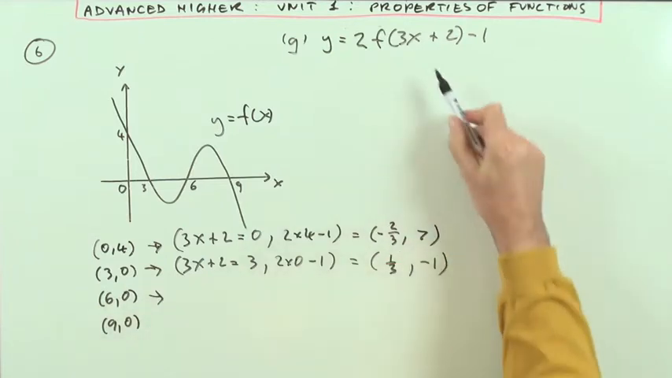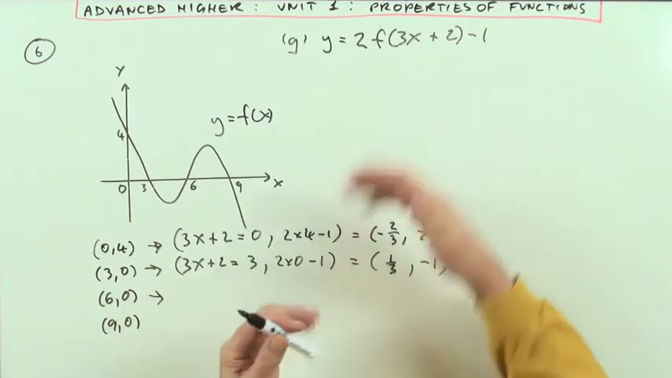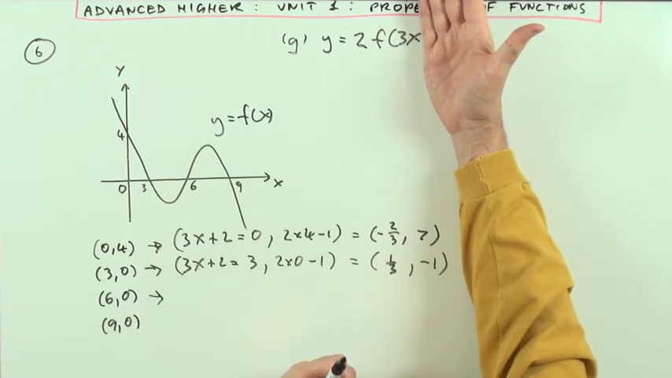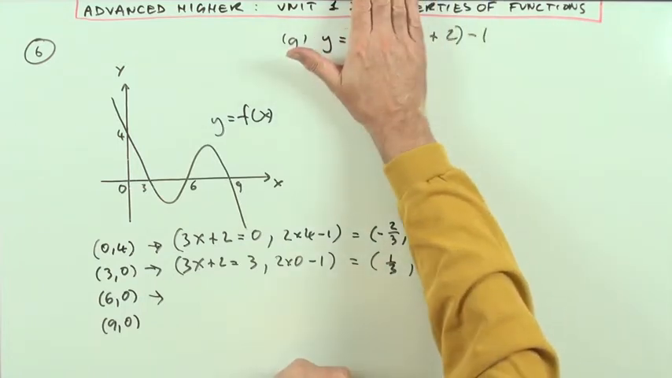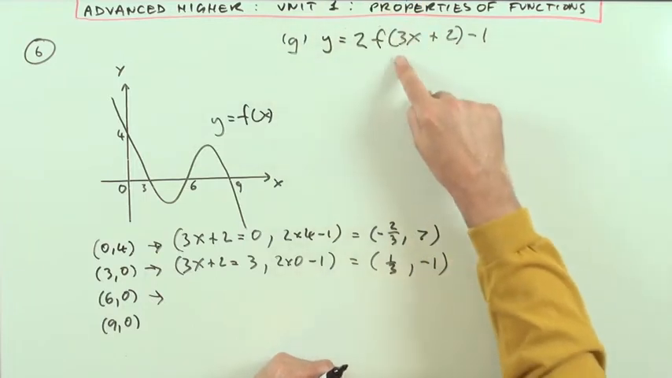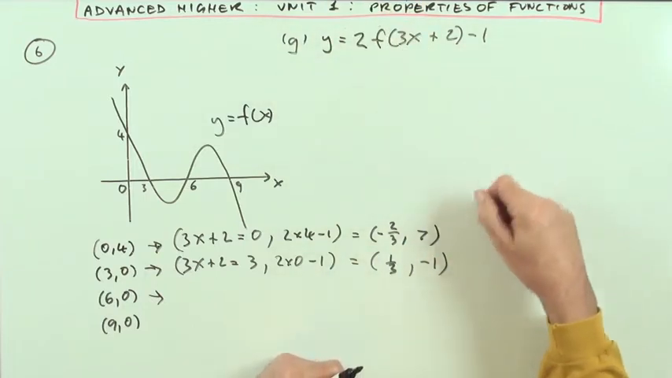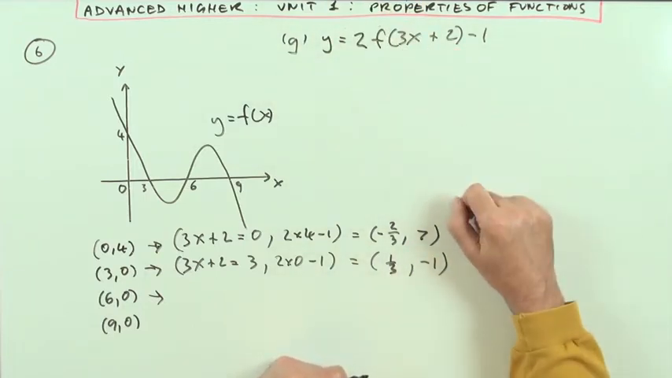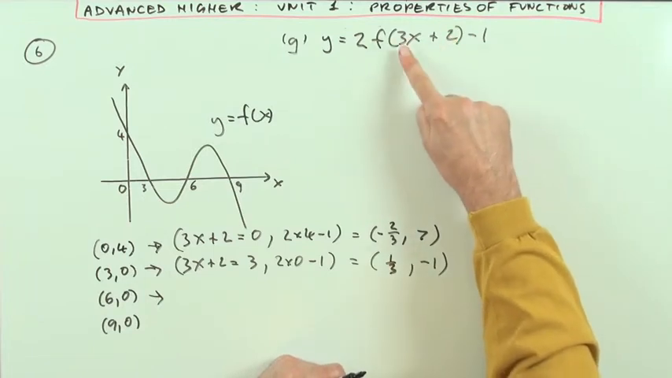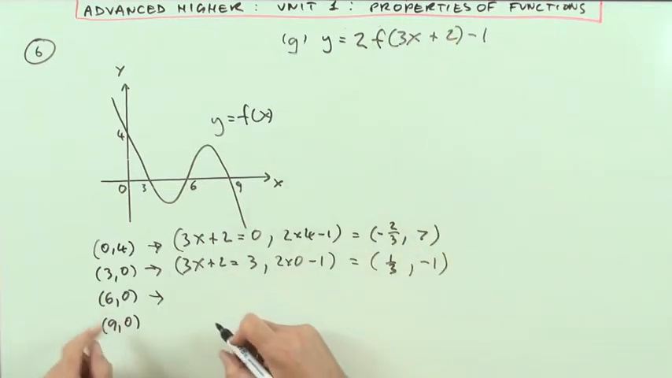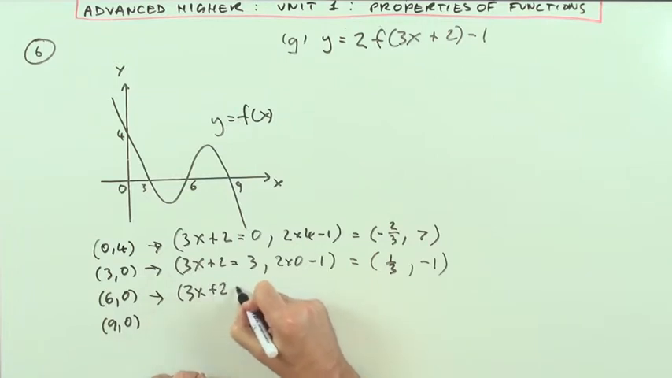But notice, it's just do this in reverse. Be quite happy saying, well, it's 3 times it, so that means I'll divide by 3. It's add 2, so I'll take away 2. But when you've got both of them together, do it in the correct order. How would you solve that equation? It'd be take away the 2, then divide by the 3. Same with this one, 3x plus 2.